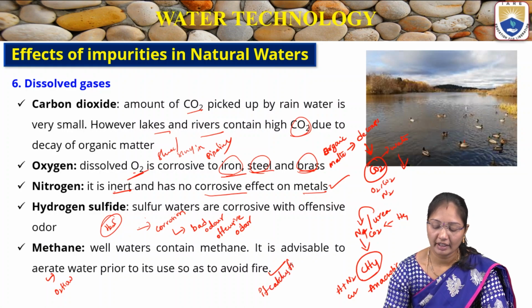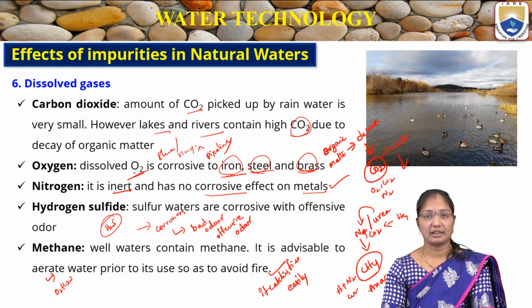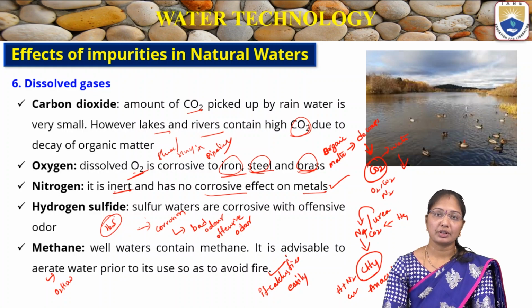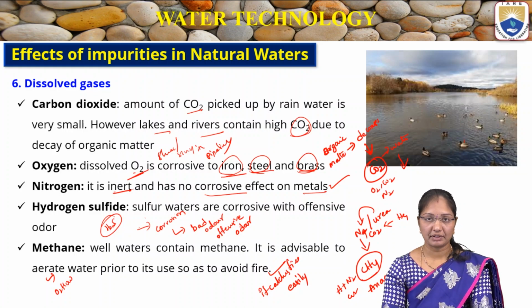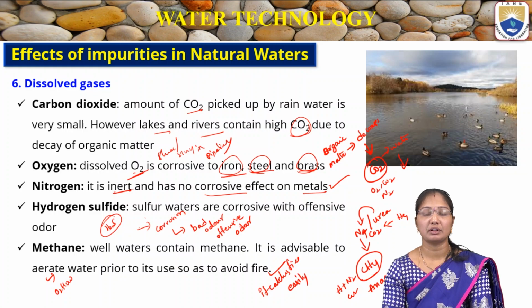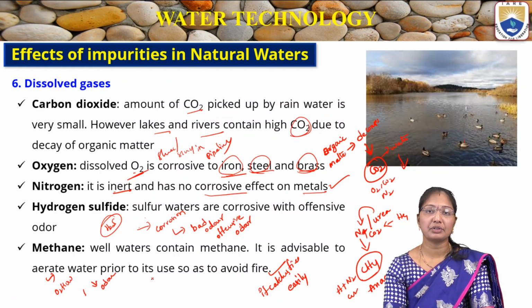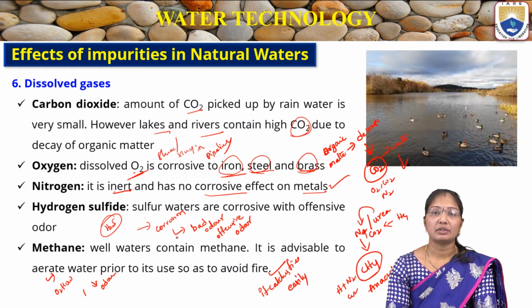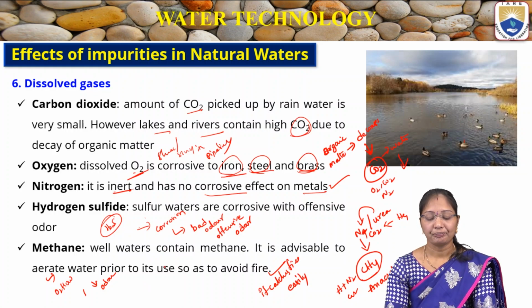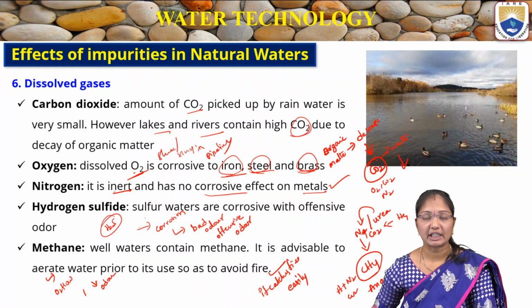Well waters or deep waters have nitrogen and carbon dioxide present in the water, which react with hydrogen, resulting in the formation of methane or nitrogen compounds. That's why well waters have some odor; waters with methane will have some odors. To avoid this, proper aeration is required. If it is aerated, we can avoid the formation of methane in waters.